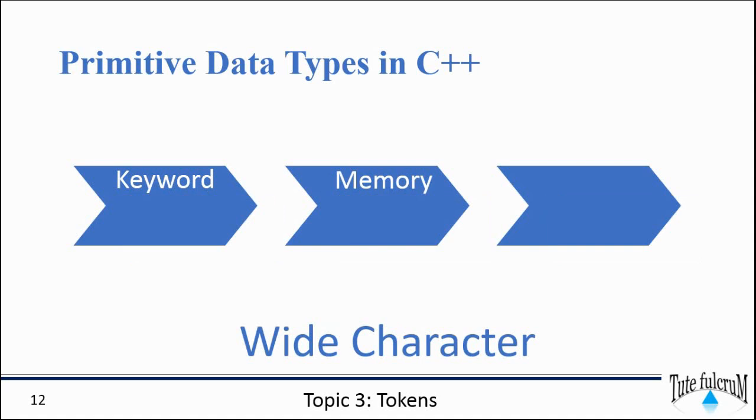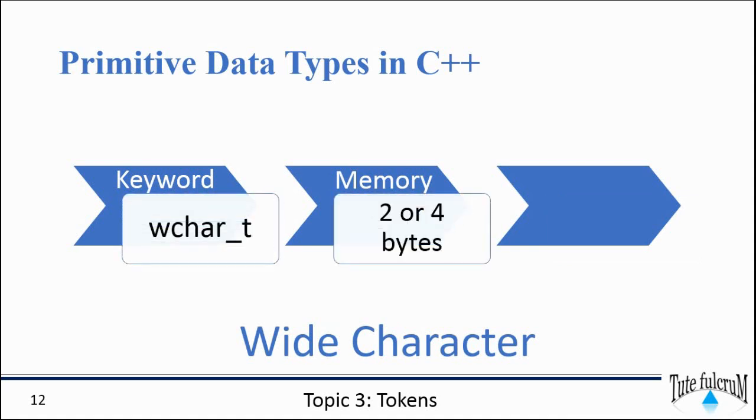Wide character data type is also a character data type, but this data type has a size greater than the normal 8-bit data type, represented by wchar_t. It's generally 2 or 4 bytes long.